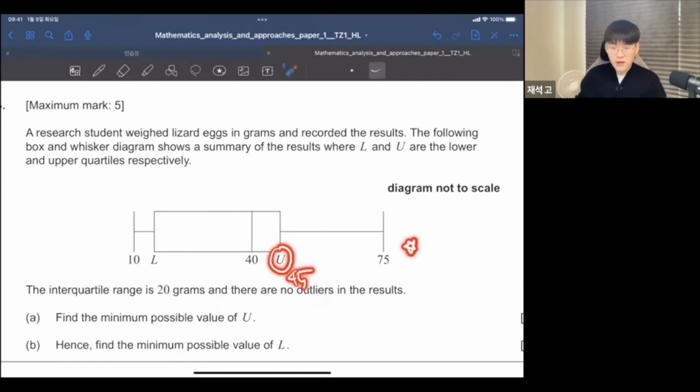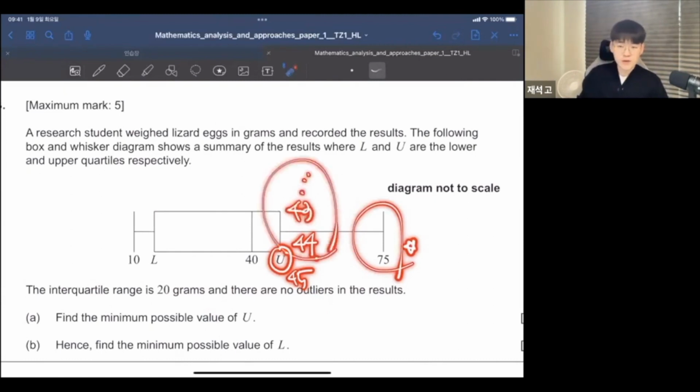If this is 45, then 75 wouldn't be an outlier, just up to 75 is fine. But if Q3 is 44, then the criterion for determining an outlier is up to 74. So this would be an outlier. So it shouldn't be less than 45. It shouldn't be 44 or 43 either. If it goes like this, there would be an outlier.